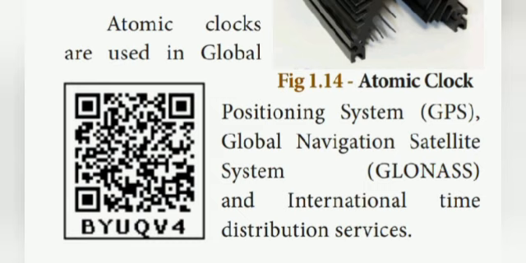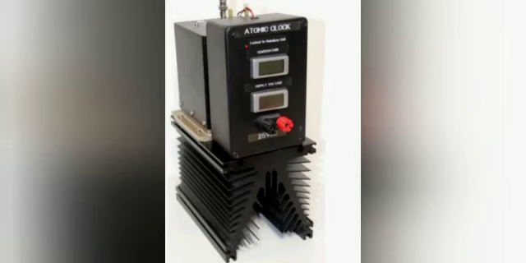GPS is a satellite navigation system. It is a network of satellites which can be used to locate a vehicle. Suppose if GPS is there, you can track a person while driving from one particular place to another place. Next, Global Navigation Satellite System. It is space based on satellites. It provides an alternative to GPS. Last one, International Time Distribution Service. See the picture. This is an atomic clock.